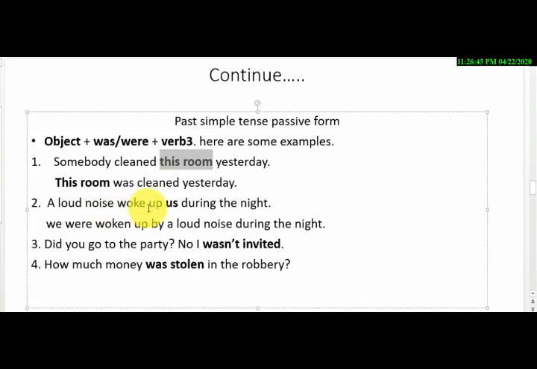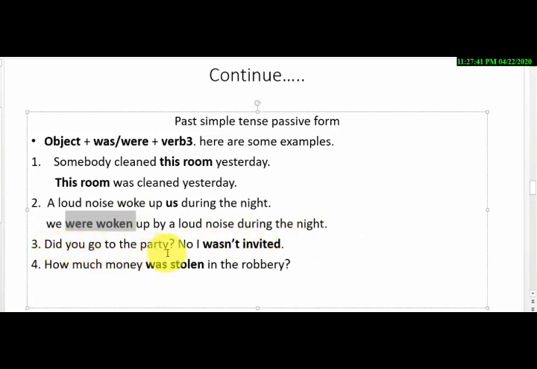A loud noise woke us up during the night. The object of this sentence is, you can see it, us. It will be the new subject. It will change from us to we, because us is the object form. We were woken up by a loud noise during the night. We takes were, and the verb becomes verb 3, woken.